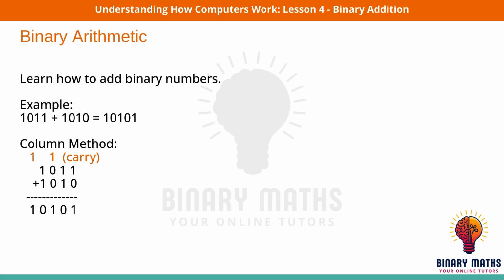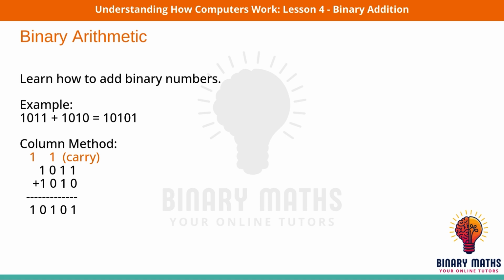Next, add the second bits. 1 plus 1 would equal 0, but we're going to carry 1 over to the left. Then add the third bits. 0 plus 0 plus 1 that we carried over from before would actually equal 1.